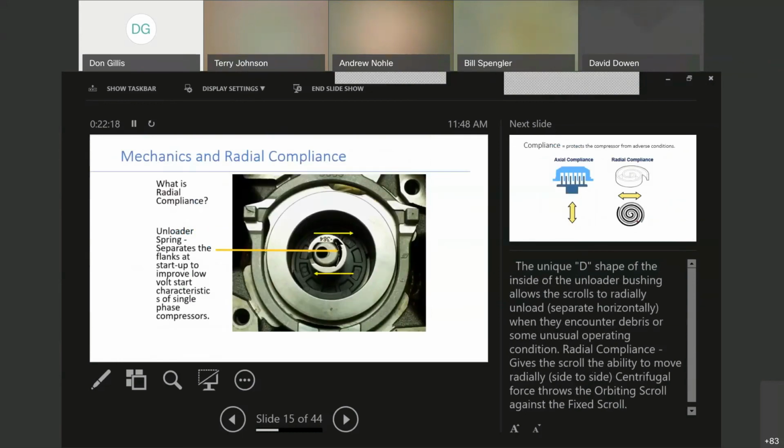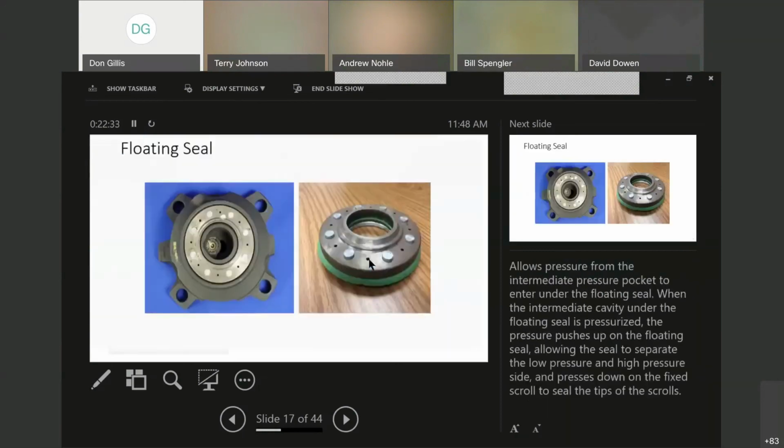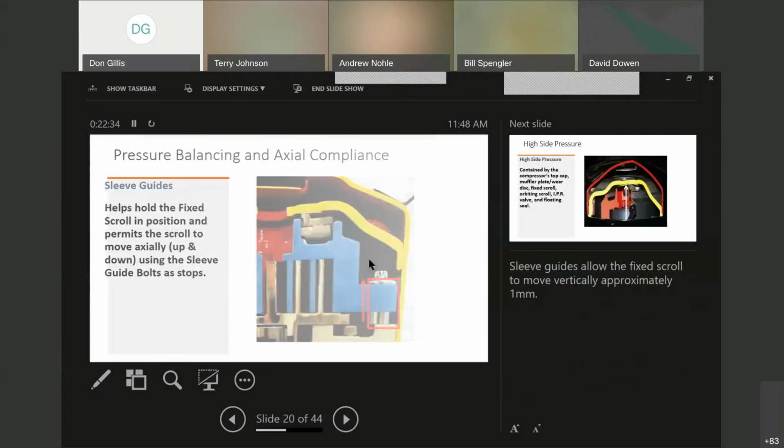This piece of Swedish steel here is put in there. It naturally wants to go straight. This allows that left to right motion. It gives it that spring, if you will. So that's our radial compliance. That's kind of the secret sauce behind that. And I do apologize that I missed that.